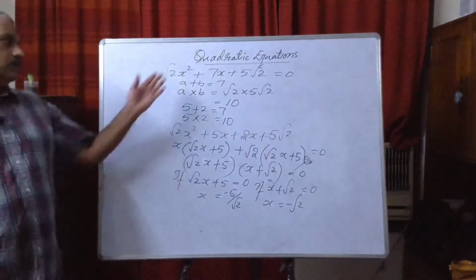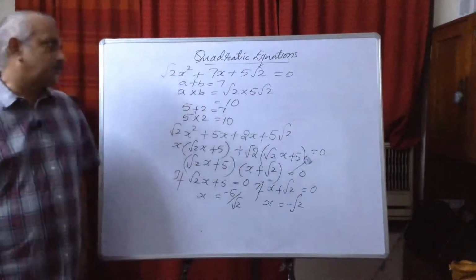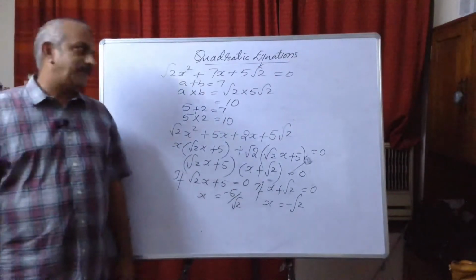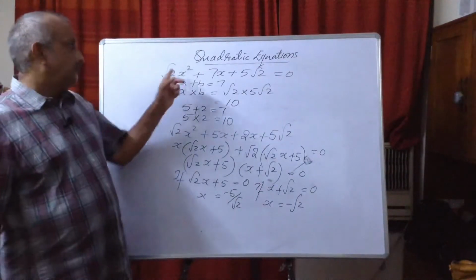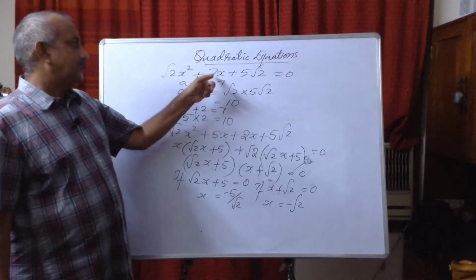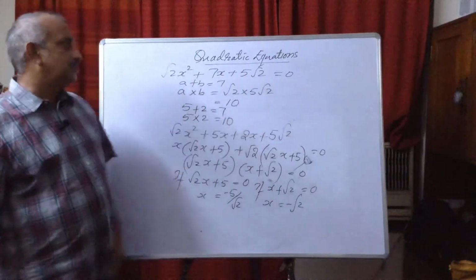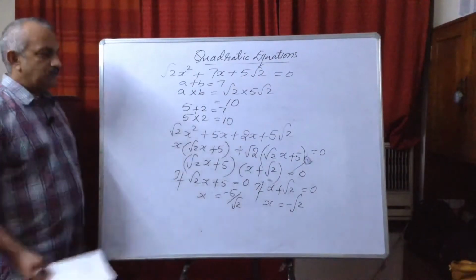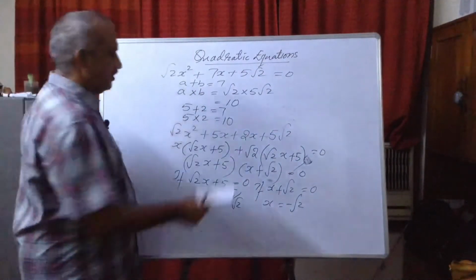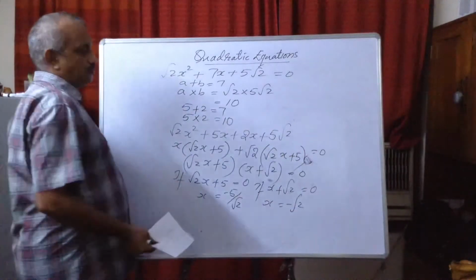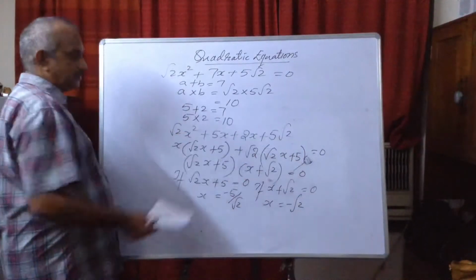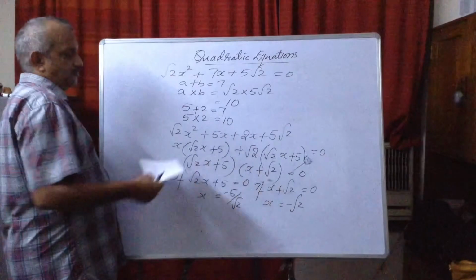Now see once again. Question is find the roots of these quadratic equations. So we are using factorization. So what we'll do, we'll find two numbers. Their sum is 7 and product is root 2 into 5 root 2, that is 10. So those numbers are 5 and 2. So we split the middle term. 5x plus 2x we write in the place of 7x. Then first two terms will take out common.